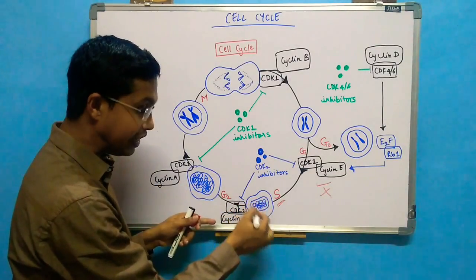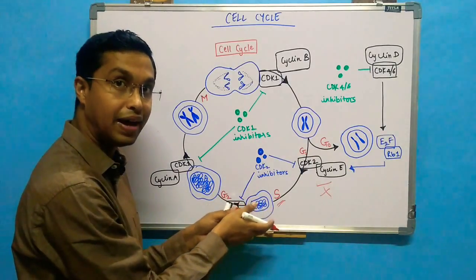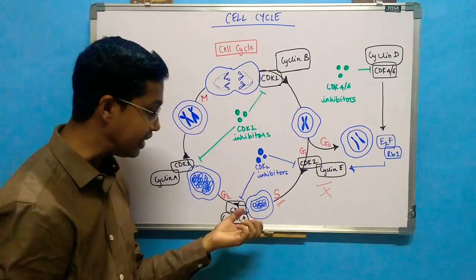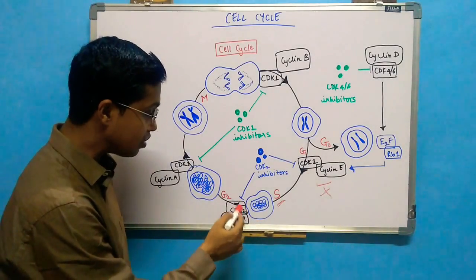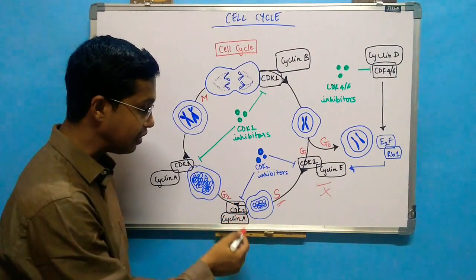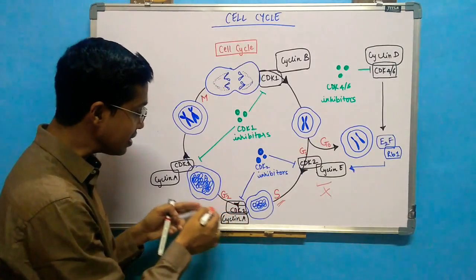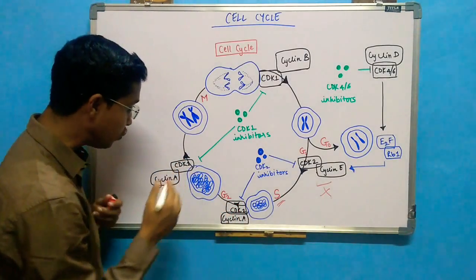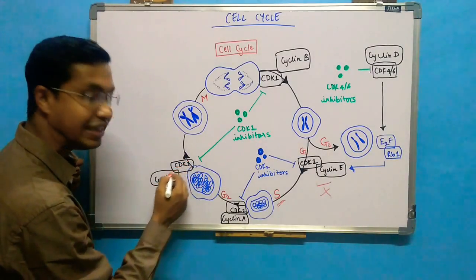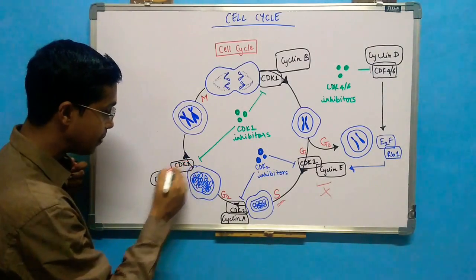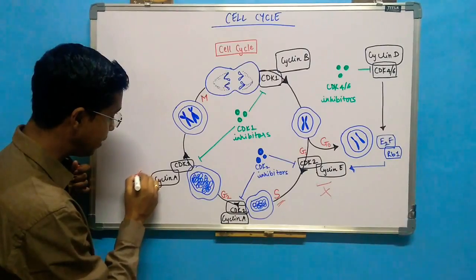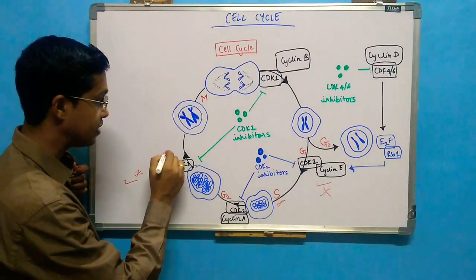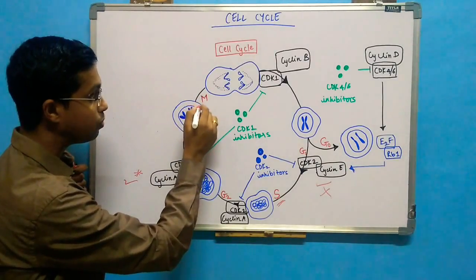If the cell is able to repair the DNA, if DNA damage is there and the cell is able to repair the DNA damage, then the concentration of CDK2 and cyclin will be proper, then only the cell will move on to the next phase, which is G2 phase. At G2 phase, cyclin A and CDK1 concentration is there. If the concentration is proper, then the cell will pass this phase. After this, the cell will enter into mitosis.